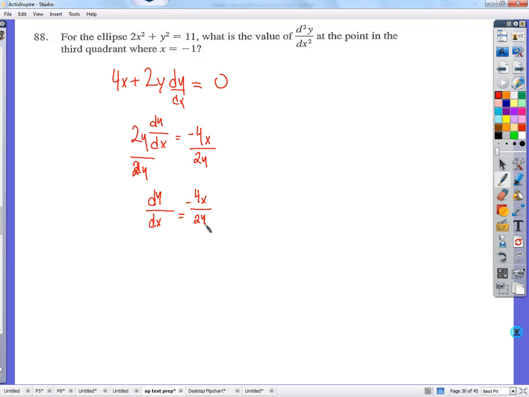Yep. To find the second derivative, just take the derivative of that. Hey, no side stories. So you're going to take the derivative of that. How are you going to take the derivative of negative 4x over 2y? If you take the derivative of the left side, you just get d squared y. Won't I get another dy/dx inside of that one? No, the left side is just going to be the derivative, which is the second derivative.